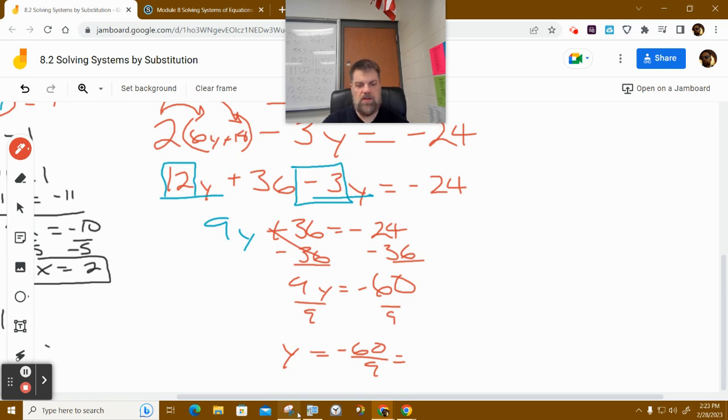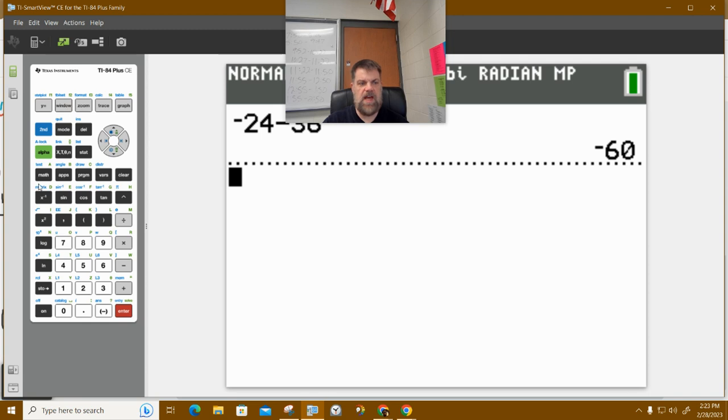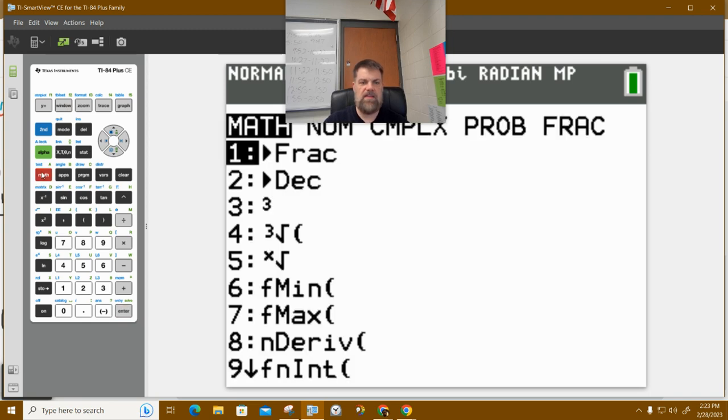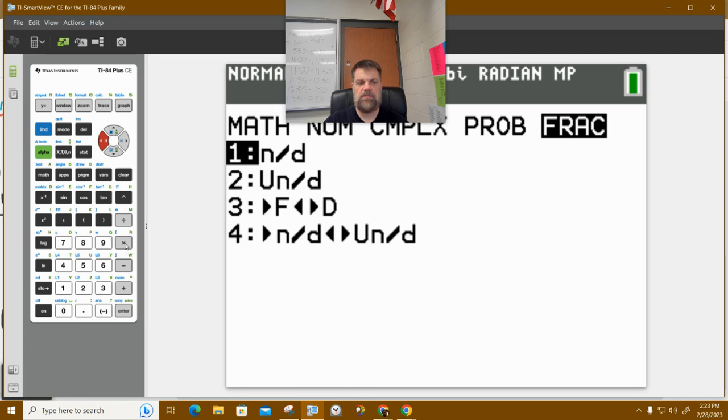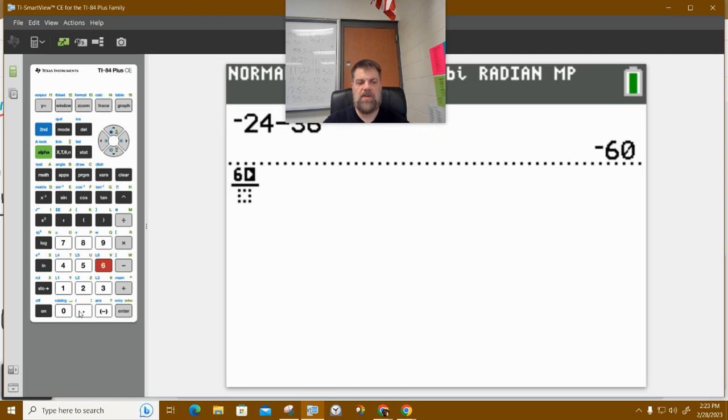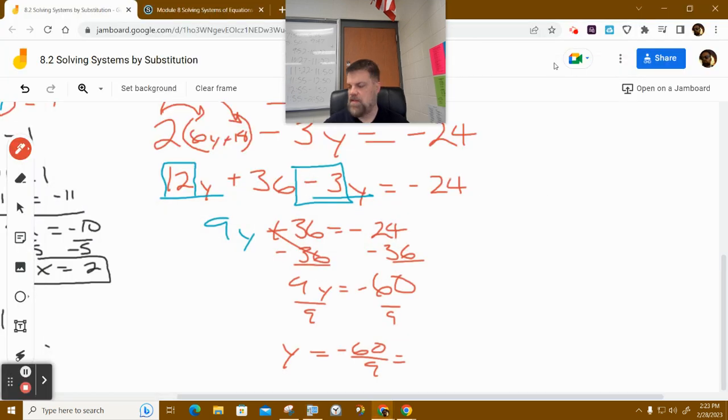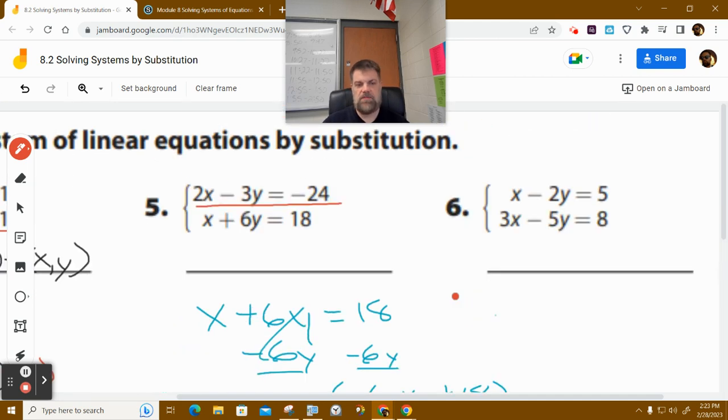let's just plug it in the calculator. The calculator will reduce it for us. How do I get fractions again on the calculator? Hit the math thing, then go over here, right? And I'm going to say 60 divided by 9. It's 20 over 3. That makes sense. Yeah, I didn't forget the negative. All right, so we'll say 20 over 3. I don't know if I like that.